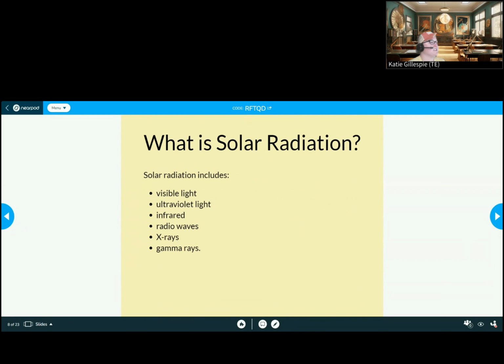So what is solar radiation? It's all of these things. One more time, I want you to understand that it's more than just what our eyeballs can detect out there.